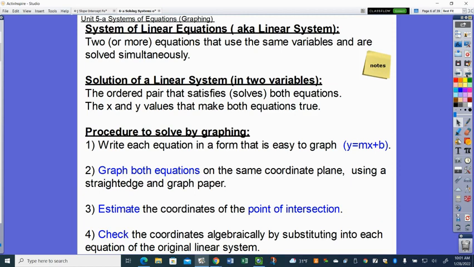It's where the two lines meet. And the x and y coordinates of that point will make both functions, both equations true. So this is what we're going to do.